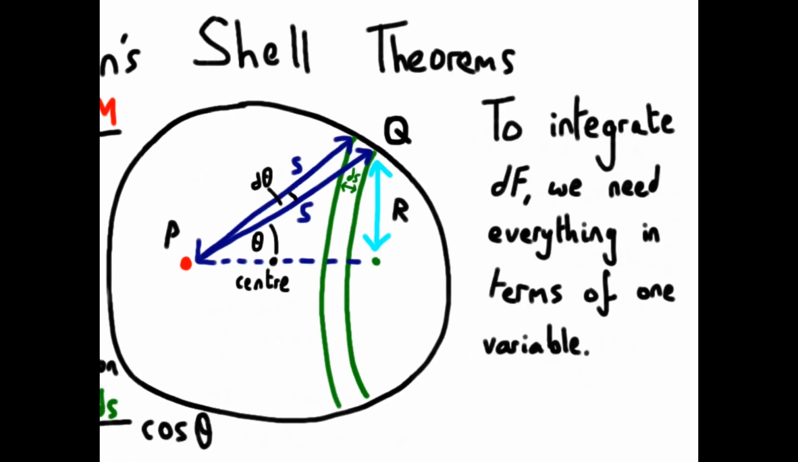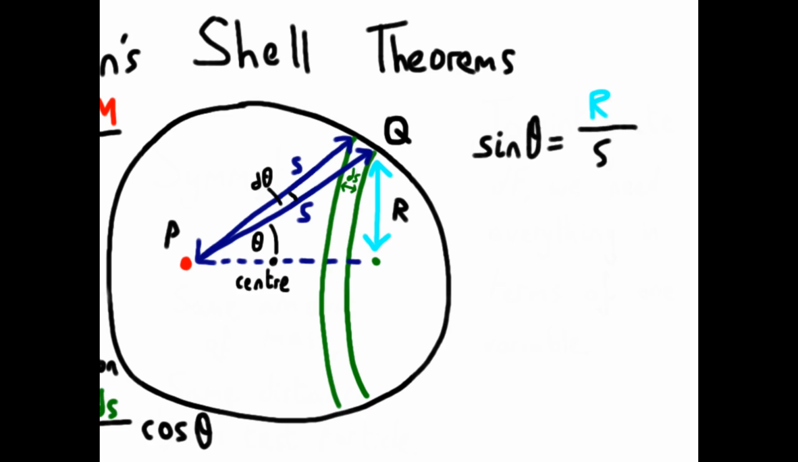Now all we have to do is put everything in terms of one variable, then integrate to find the total force exerted by the sphere. Rho is a constant, so we only need to worry about r, ds, s, and theta. We can see that sine theta equals r over s, so r equals s sine theta.